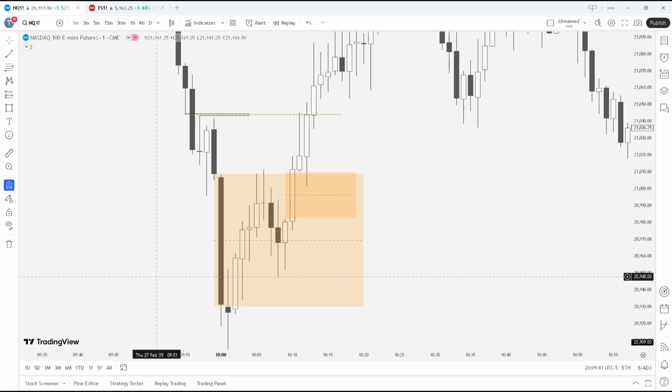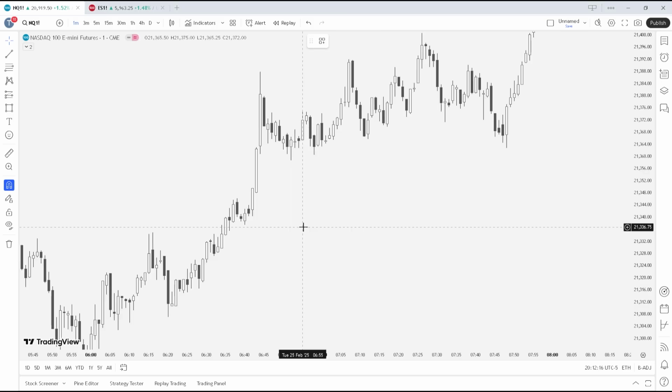Now I want to go over how you can anticipate which fair value gaps will be respected versus which ones will be disrespected. Let's take a look at this example right here. In order to anticipate which fair value gaps will work, you want to take a look at order flow, or whether we're bullish or bearish. Here you can see that we're pretty bullish. We're just making higher highs, higher lows, higher highs, higher lows, and we're just going up. So when we're bullish, we can expect BISIs, or bullish fair value gaps, to hold.